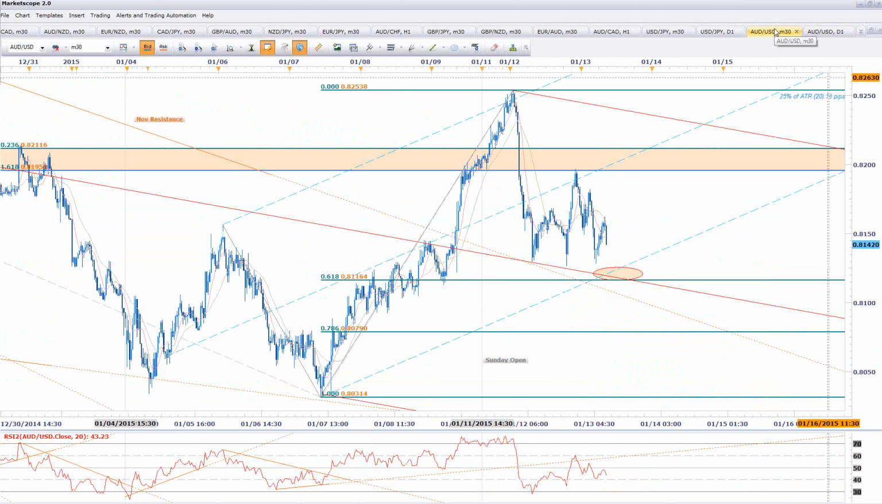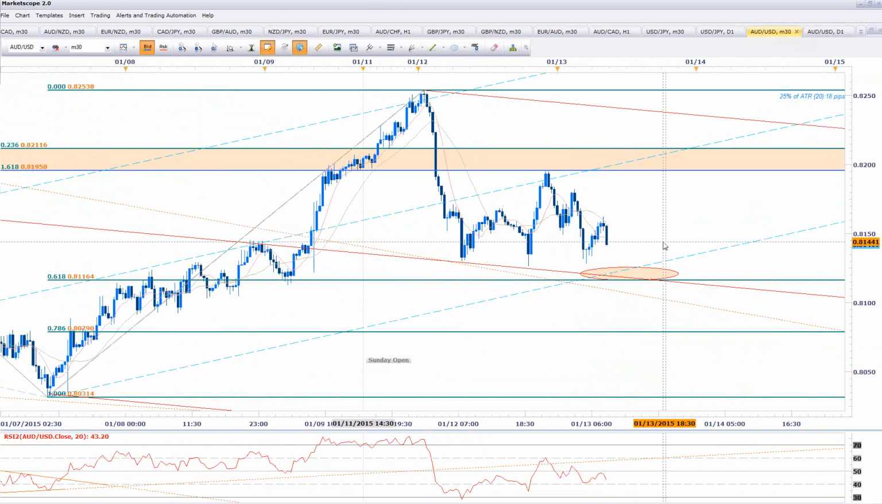Questions on the Aussie. Still remaining bearish below 82. You want to be selling rallies. You want to be selling a break of support here, as long as we stay below that 82 handle.